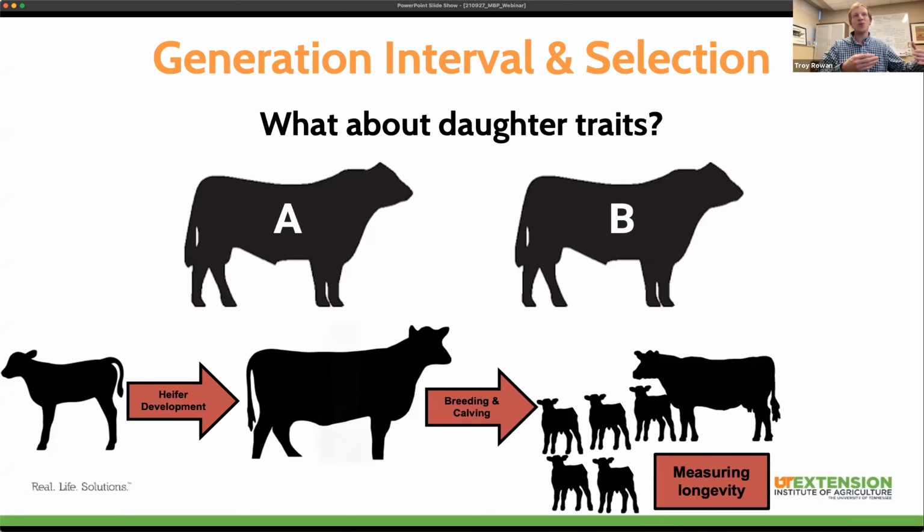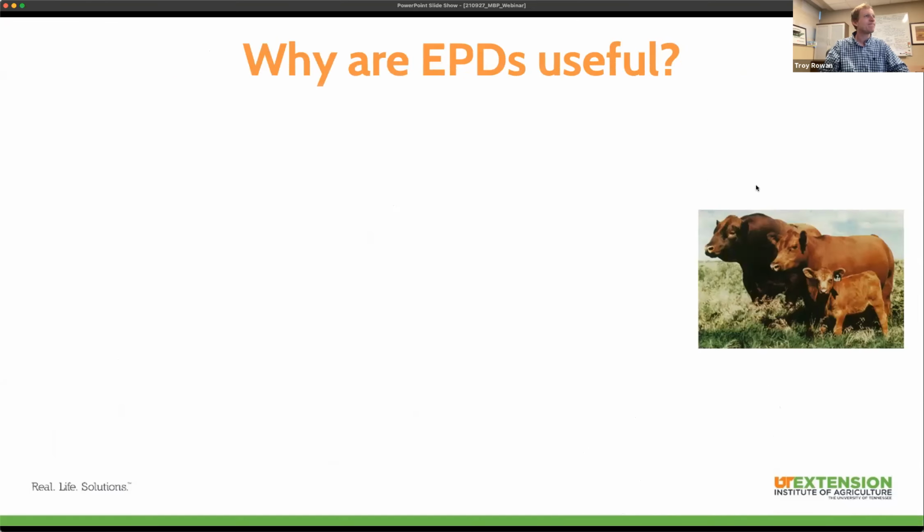But if we can choose bulls at the very beginning, before we've even put a calf on the ground, that are going to be more likely to have daughters that stay in the herd for a long time, that's really, really valuable for us. So just another illustration of why it's important that we have these EPDs, because we don't have to wait for the actual phenotypes to be expressed in these daughters in order to make decisions between these two bulls and their abilities to make the sort of daughters that we want in our herd.